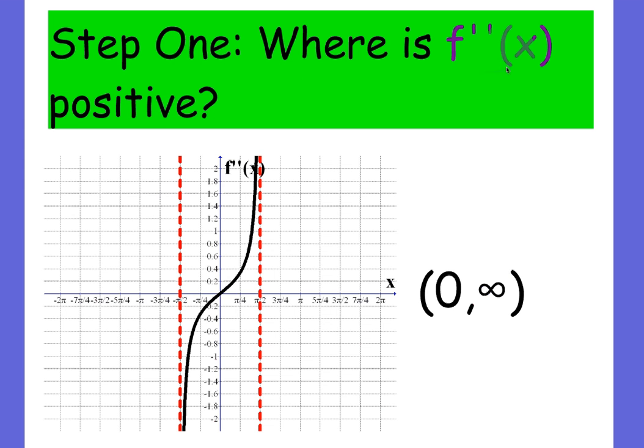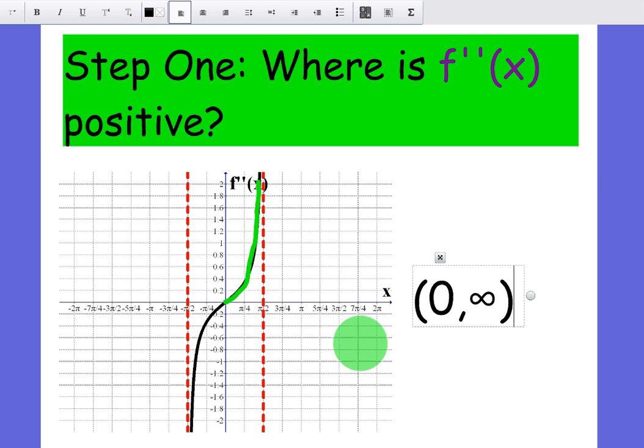So step 1, where is f double prime of x positive? So why would we be interested in that? Let me go ahead and sketch that. It's going to be above the x-axis from 0 to pi over 2. It's not to infinity, so change that real quick.